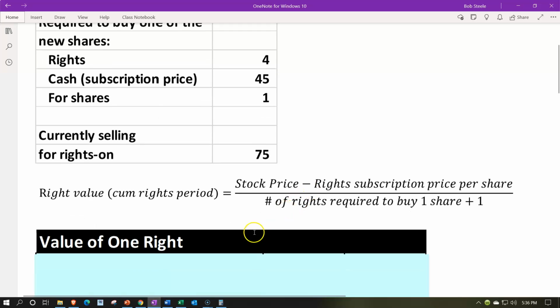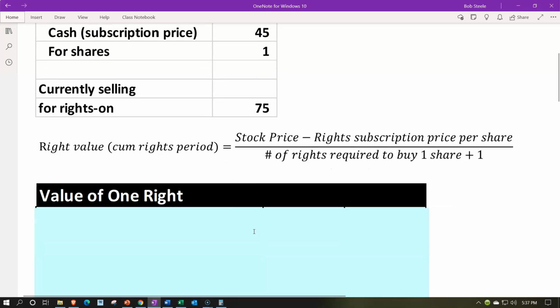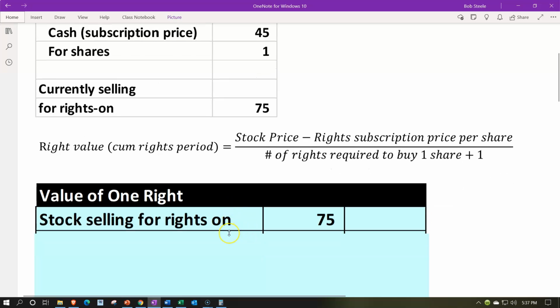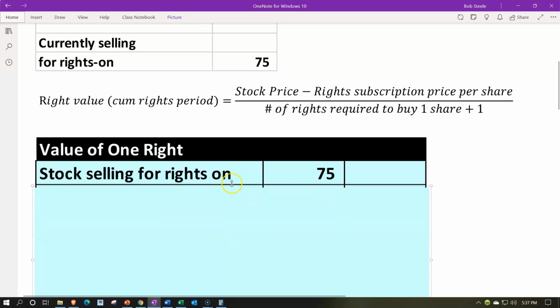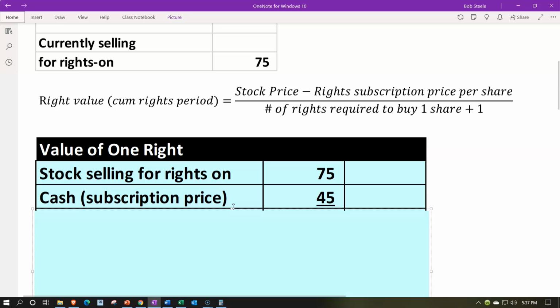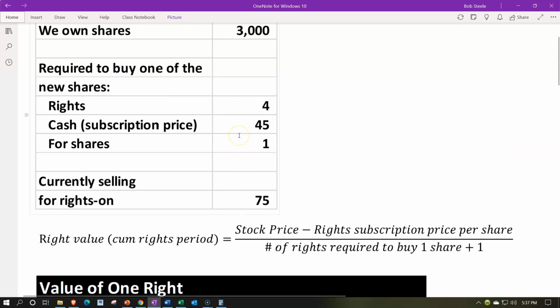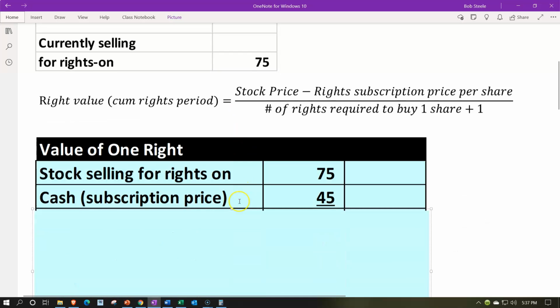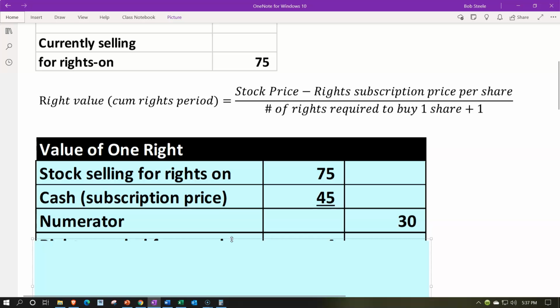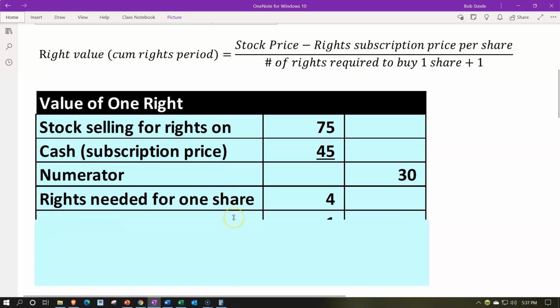Okay, so what's going to be the right value during the cum rights period? Calculation: stock price minus the rights subscription price per share, over the number of rights required to buy one share plus 1. So if we do our calculation, the stock selling rights-on is 75. You think of it basically as the market price beforehand. The cash or subscription price we're going to say is 45. That's the price that we can purchase at if we cash in our rights. It takes 4 rights in order to pick up one new share. The difference is going to be the $30.